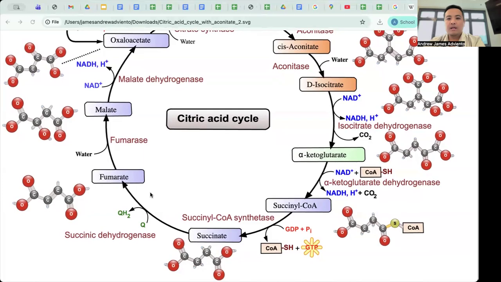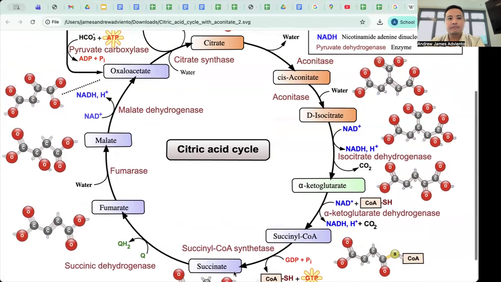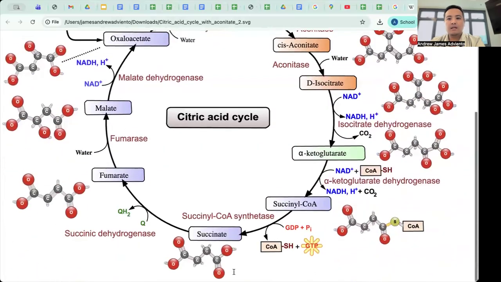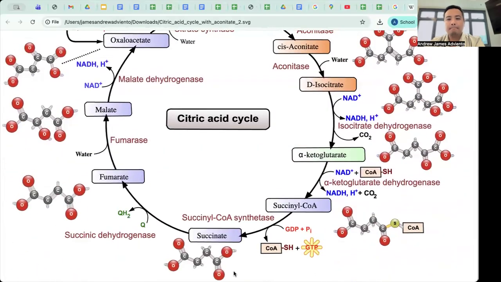Next is the formation of FADH. Oh, it's not here. Mhm.